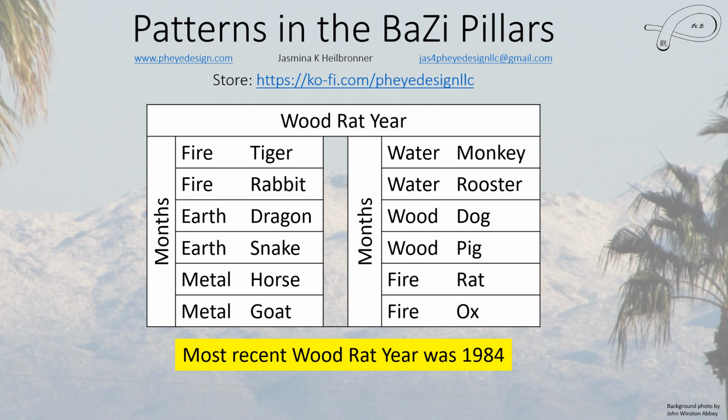And you can check this. Start with any date that you want. Look at the year, look at the month, and you can confirm what I'm going to tell you if you want to. Now, the most recent wood rat year was 1984. So if you want to start with the wood rat, which is the start of the Jiazi, you could do that if you like.